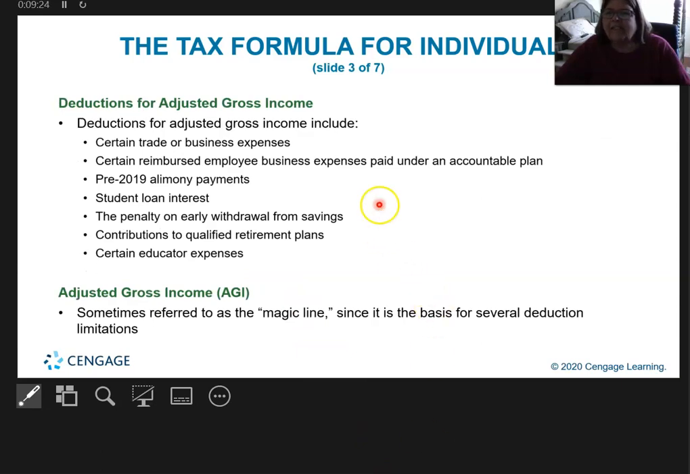So next, let's look at deductions for AGI. Here are deductions. There's certain trade and business expenses, reimbursed employee business expenses, alimony, this is before 2019, student loan interest. So you can actually deduct that from your income to reduce your AGI. So these are deductions for adjusted gross income, and after you add them up and subtract them from gross, you're going to get the AGI. This is called the magic line, because it has a lot of things to do with it, especially our stimulus checks.